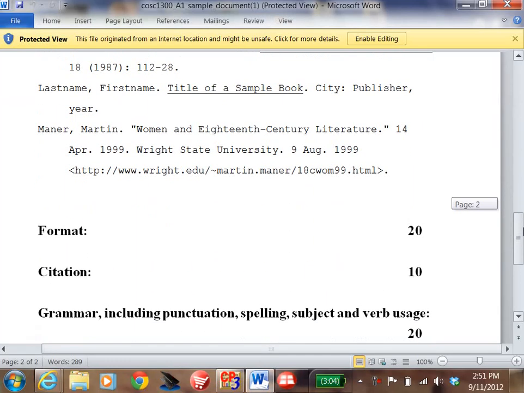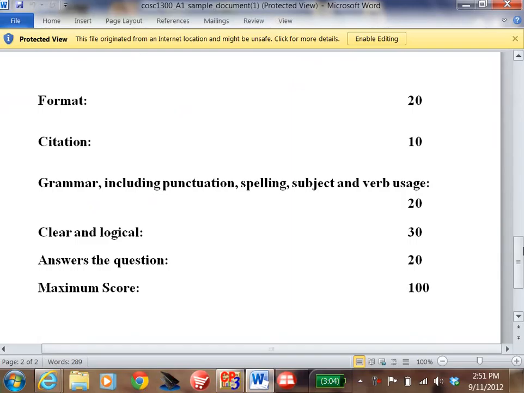Here's how we're going to grade it. The maximum score is 100 points. Having the format right is worth 20 points. We'll look at the citations and see if you've done them properly, worth 10 points. Grammar, punctuation, spelling, subject, and clear and logical writing are 30 points. Then there's the answer to the question: why is this company such a good choice?